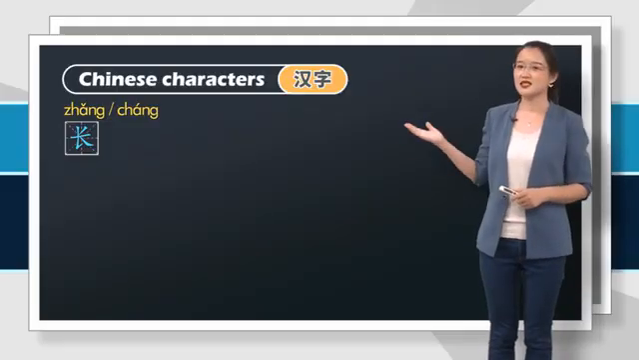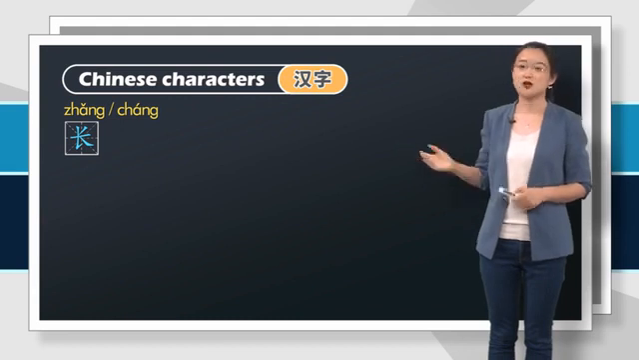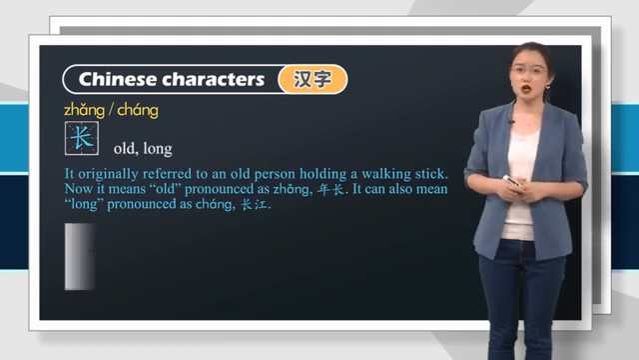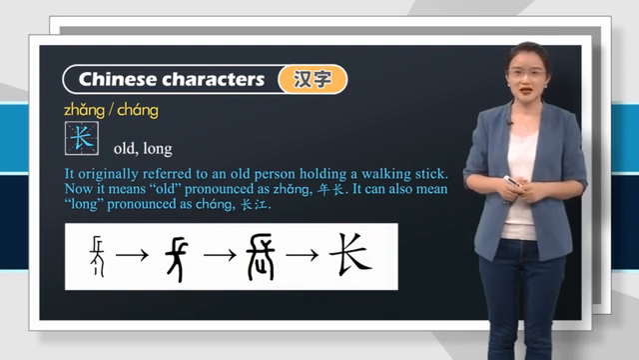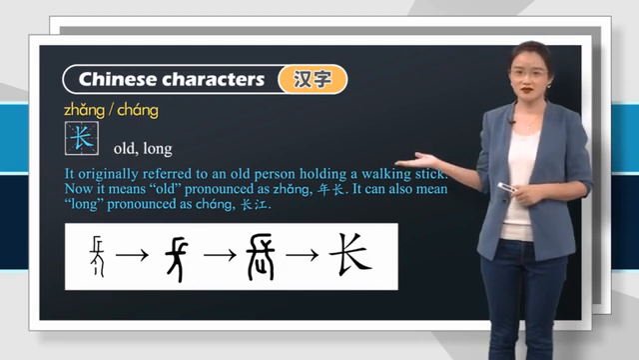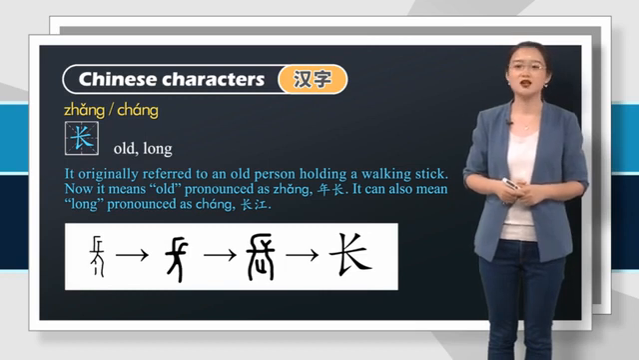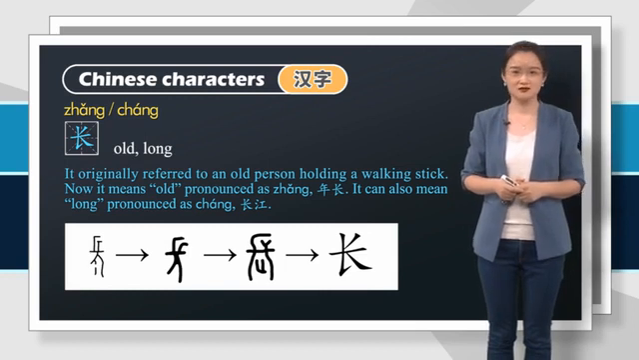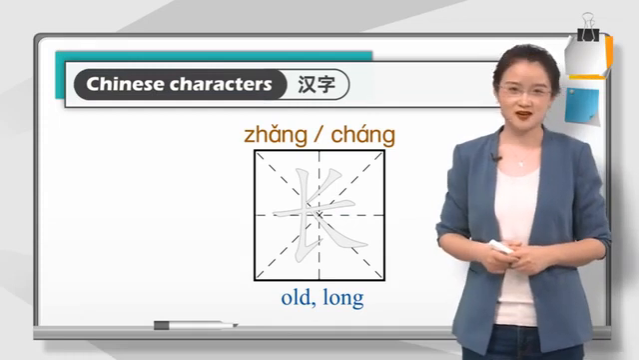Okay, the last character also has two pronunciations, 长 or 长. It originally referred to an old person holding a walking stick. Now it means old, pronounced as 长, 年长. It also means long, pronounced as 长, 长江. Okay, let's read it together.